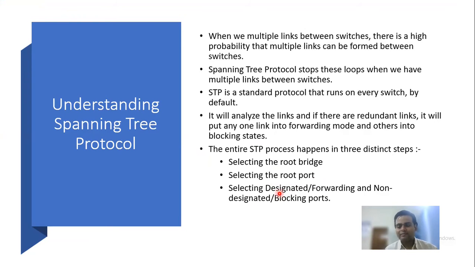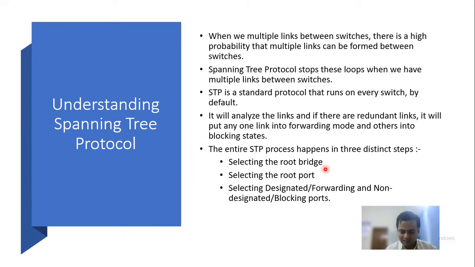Based on some mathematical calculations, it will select. To keep things simple, it will go and see the lowest cost. It will calculate the lowest cost, see the priority, see what the internet speed is and how many hops I need to cross. Based on some parameters, it will see which is the shortest, easiest way to reach the root bridge.